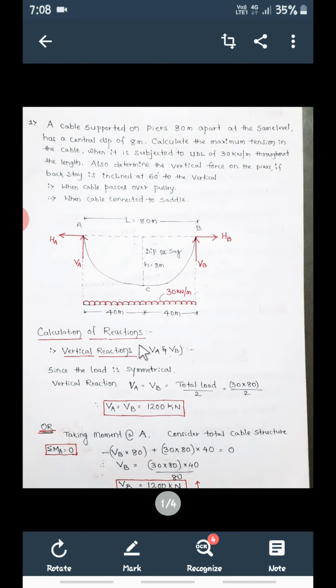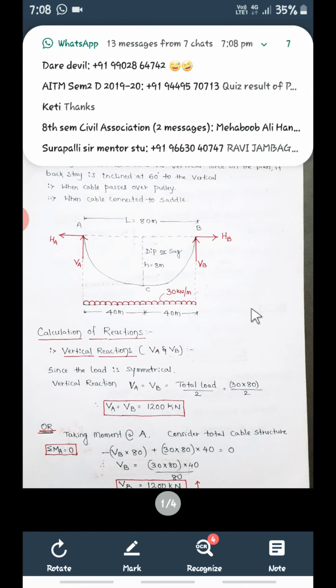Now first calculate the reactions. So in that we'll find vertical reactions VA and VB. Okay, now see, there are two possible ways you can calculate these reactions. First is we'll find out vertical reactions VA and VB. So as you know, the load is symmetrical. If you take a complete cable, since UDL is acting throughout the span, the load is symmetrical. So when the load is symmetrical, vertical reactions VA and VB are same, and VA is equal to VB is equal to total load divided by 2.